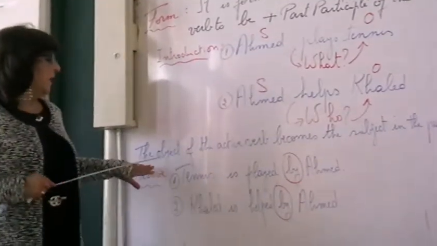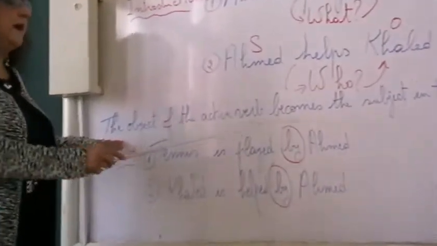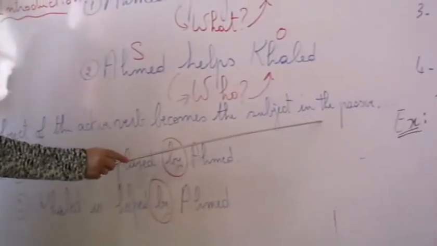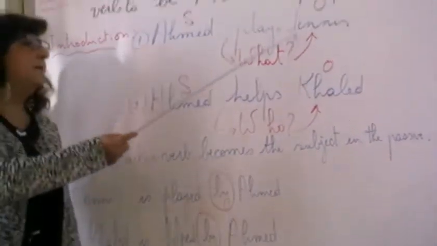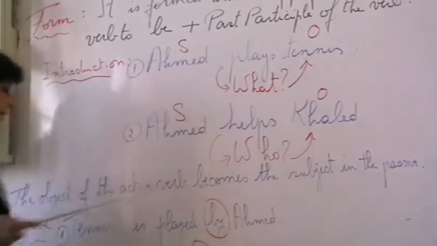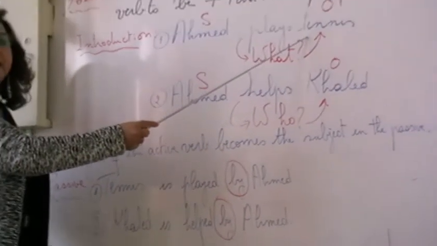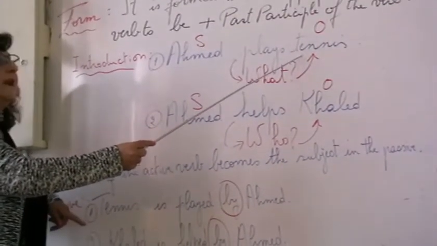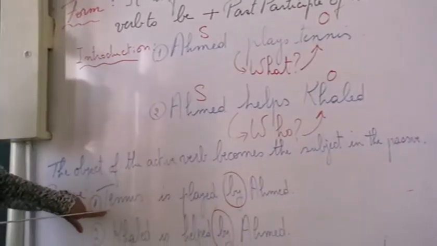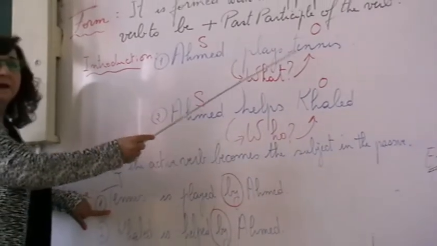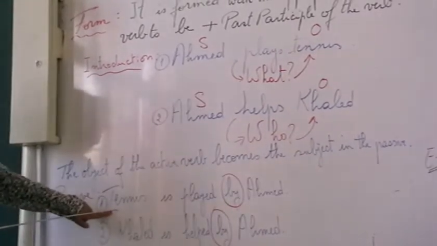Now, here the object of the active verb becomes the subject in the passive. So why were we looking for the object here? Because this is what we'll begin with. So here, Ahmed plays tennis. In a passive sentence, we'll begin by saying tennis. So the object here becomes the subject here.